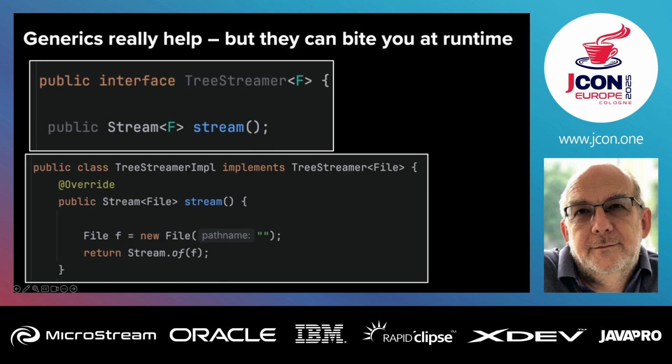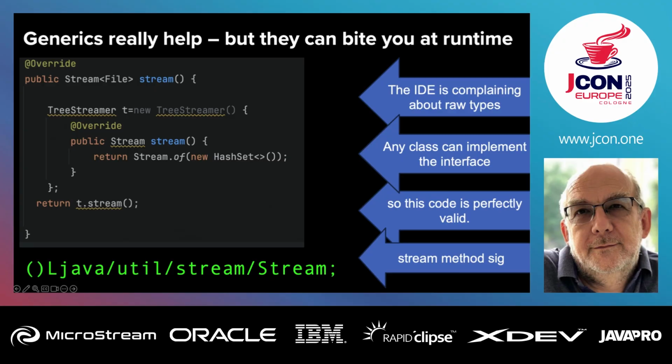The trouble is, this is all fake, right? So here is my code. There's my interface, and here's a trivial implementation of this interface, and you can see the stream of F. So this bottom one, tree streamer, streams files. Right, it doesn't really do anything, but you get the picture. Okay? The problem is that it's fake.